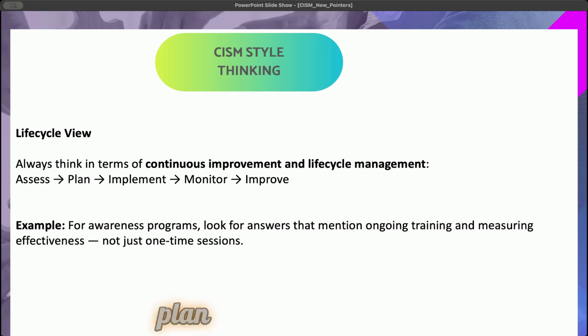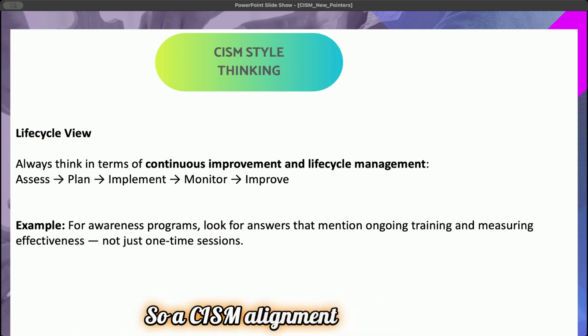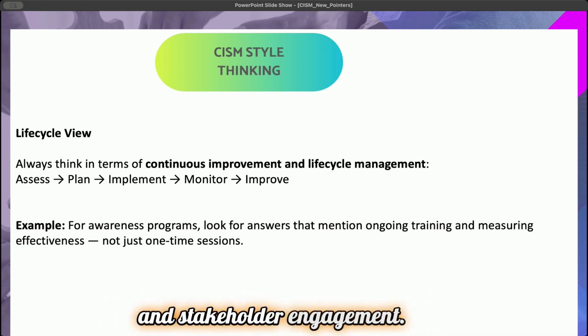The next phase is plan, where you develop security strategies, controls, and response plans based on assessment. And you ask the questions: what policy and controls are needed? What frameworks or standards will we align with? And what resources and budget are required? So a CISM alignment would be strategic alignment, policy development, and stakeholder engagement.